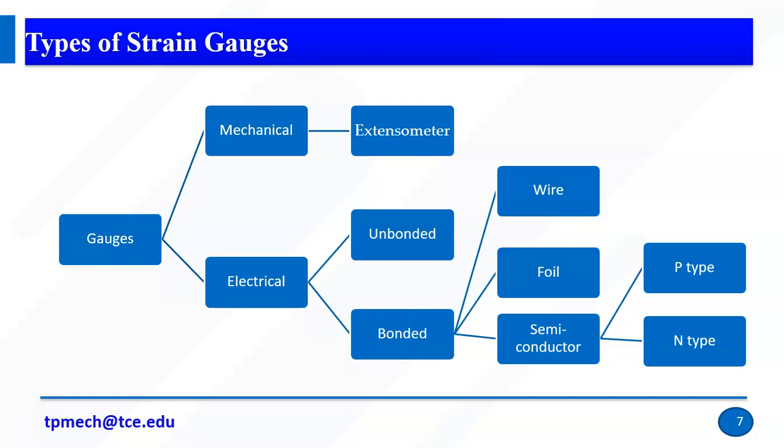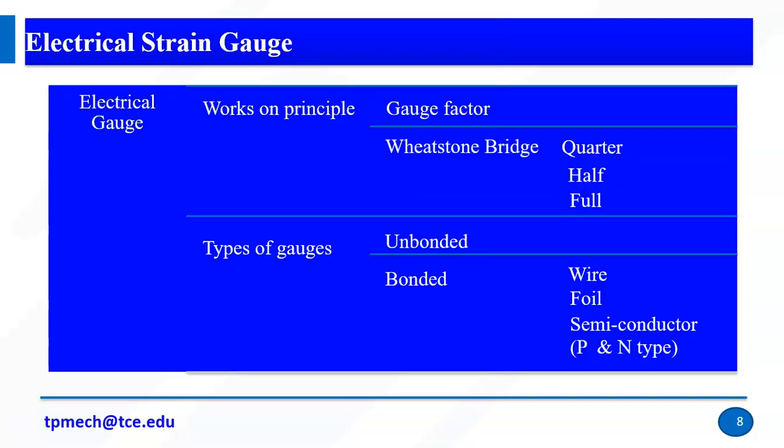Now we have the electrical strain gauges. Electrical strain gauges work on the principle of the Wheatstone bridge, right? The electrical gauge working principles are the gauge factor and the Wheatstone bridge. In the Wheatstone bridge, we have three types: quarter bridge, half bridge and full bridge. The second is the type of gauges. We have two types of electrical strain gauges, unbonded and bonded. In bonded, we have wire, foil and semiconductor, that is P and N type, right?